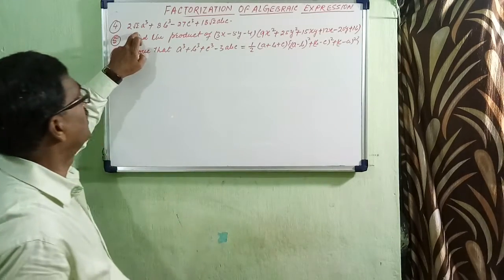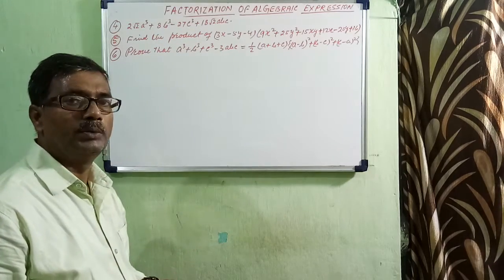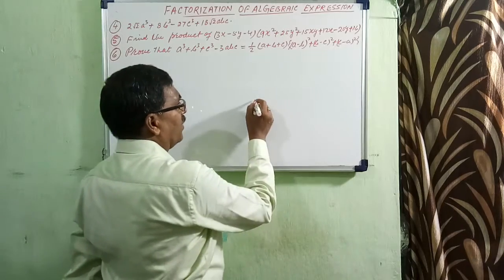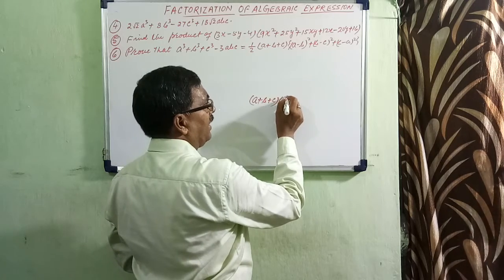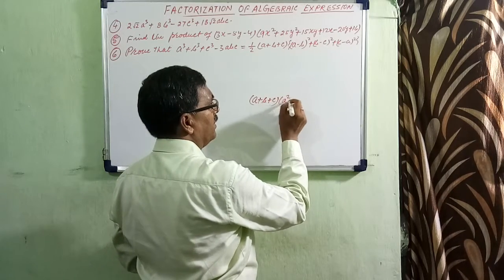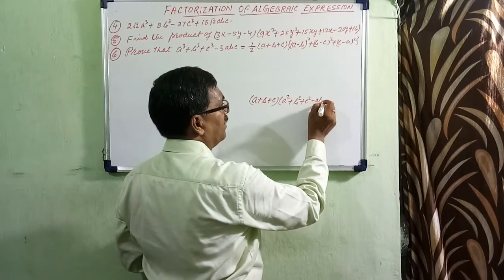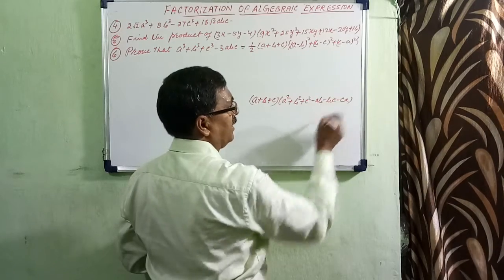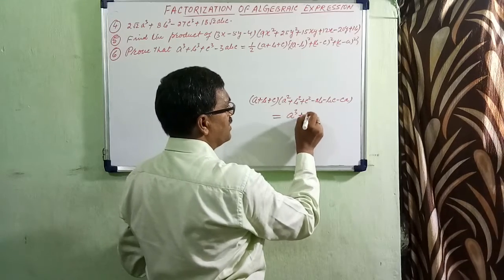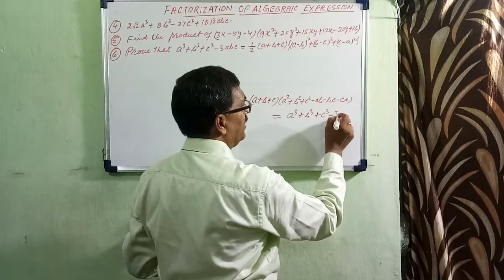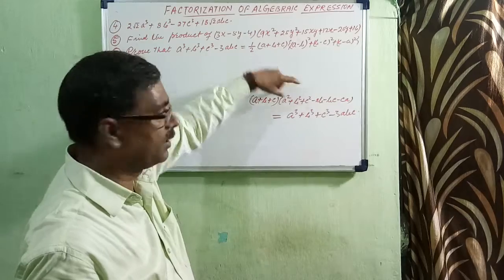Your next question is 2 root 2 a cube, 8b cube, minus 27c cube, plus 18 root 2 abc. One of the identities you might have studied: (a plus b plus c) into (a square plus b square plus c square minus ab minus bc minus ca). When you multiply, this must be equal to a cube plus b cube plus c cube minus 3abc, and it is vice versa. If the product is to be found, this is the result.